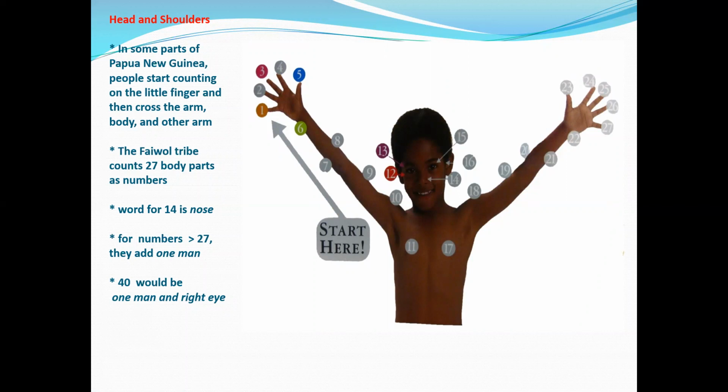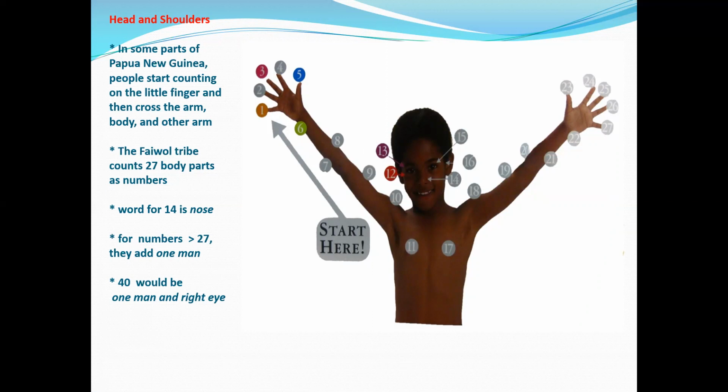Aside from base 20, some of the Papua New Guinea tribes use more body parts. In this picture, the eye is used to represent 13 and 15, and the nose is used to represent 14. And this one is represented by 11 and 17. Based on this, they use base 27. If it's more than 27, it will be represented by a man.